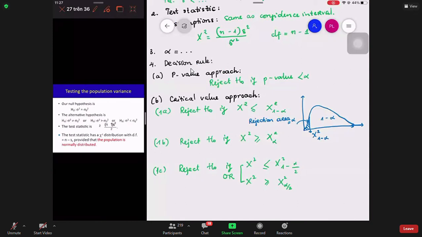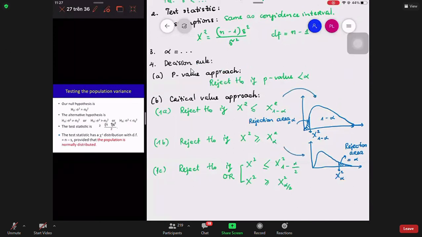Okay. Similarly, for the second case here, if we have the graph of chi-square like this, because we have the right tail test here, the area of the rejection here will be to the right. This is the rejection area, n4. So this value here is chi-square n4. So that's why we reject it here.